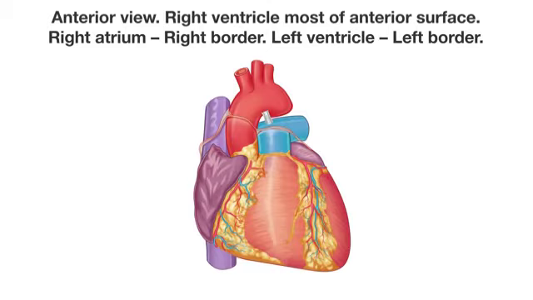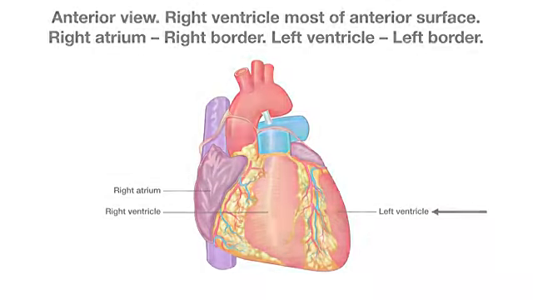We note that most of the anterior surface of the heart is formed by the right ventricle, and that the right border of the heart is formed by the right atrium, and the left border of the heart is formed by the left ventricle. The borders of the heart will become important to us later when we examine X-rays of the chest, where changes in the position or visibility of the borders may be diagnostically important.